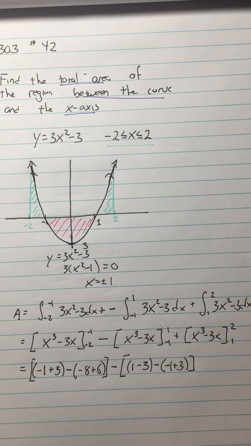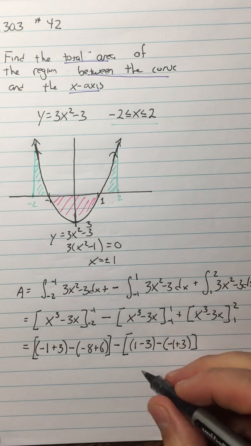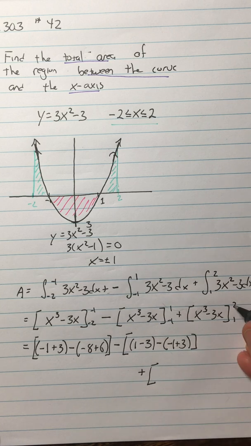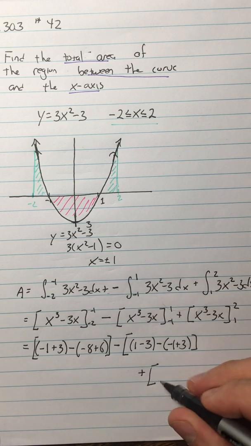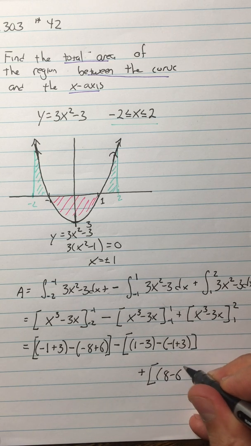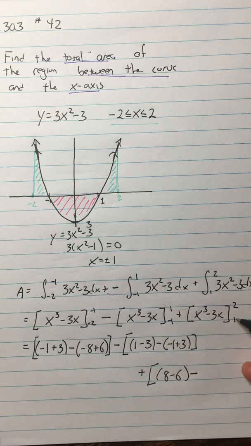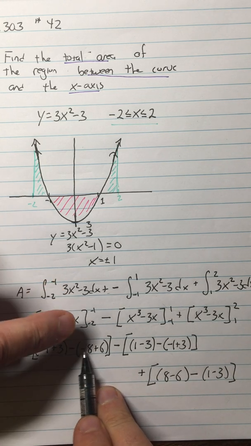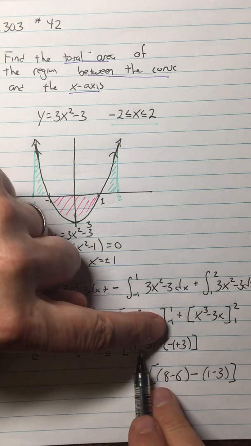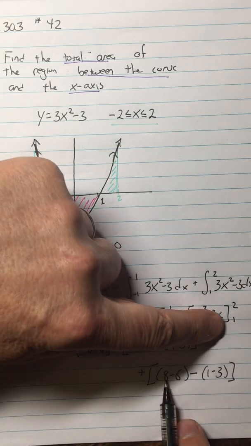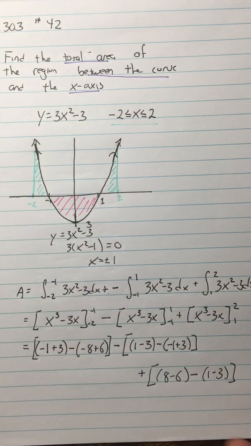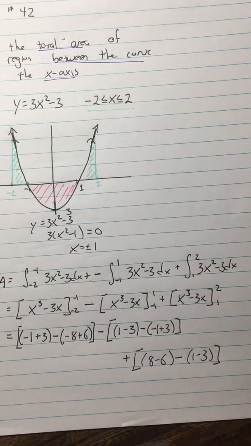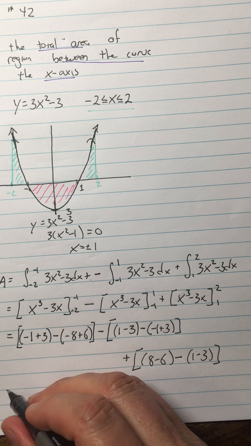Okay, and then for this part here, I'm going to have plus, and now I've got to plug in the top, so I'm going to have 8 minus 6, and then minus for the fundamental theorem of calculus, and then put in the 1 minus 3. Right, so every one of them has f of b minus f of a. That's what's going on there. All right, now I just got to work out all the numbers. It's going to be a big pain to do.